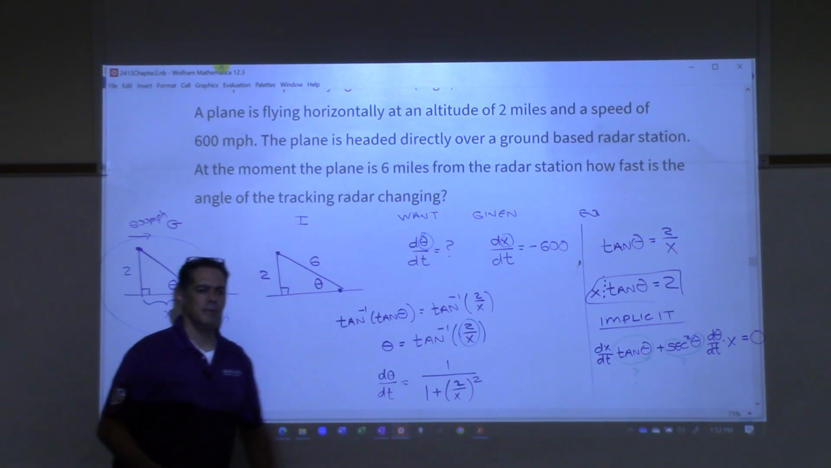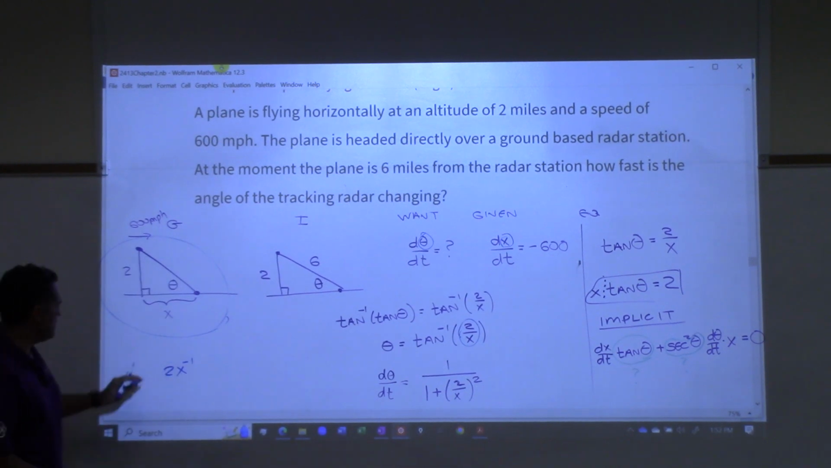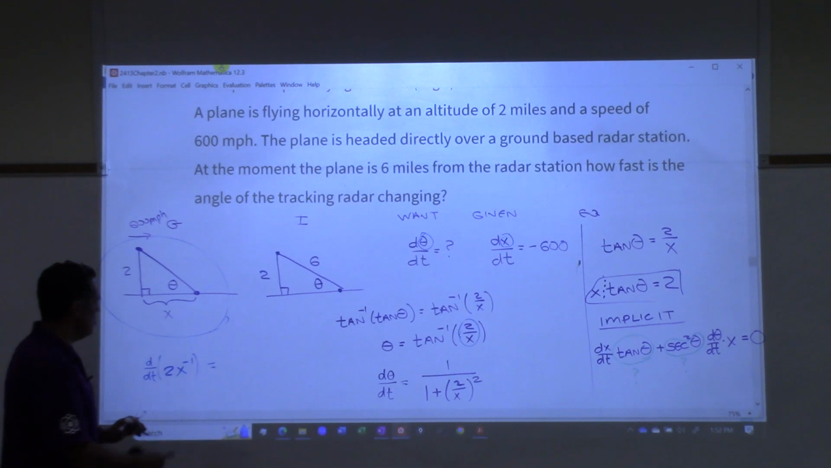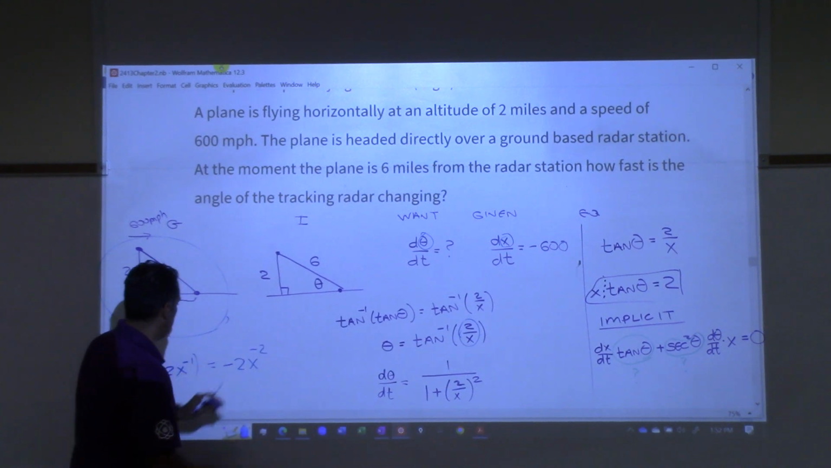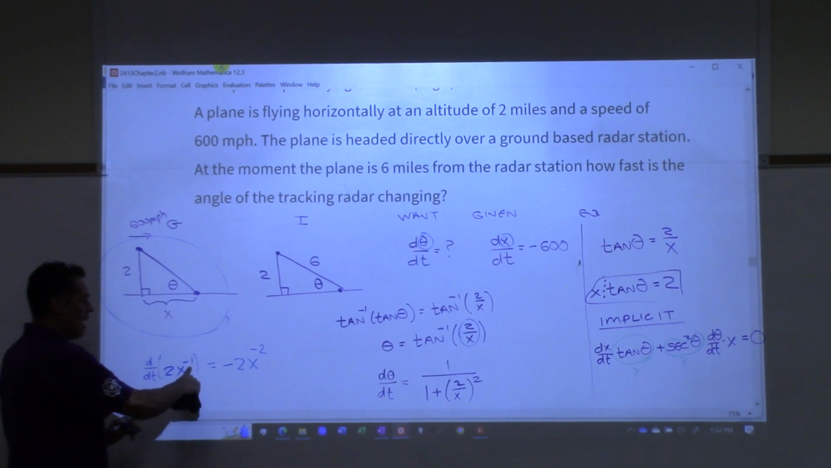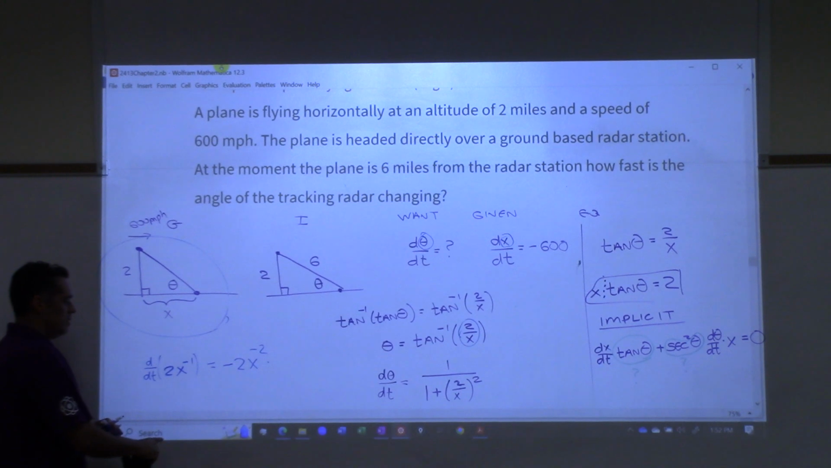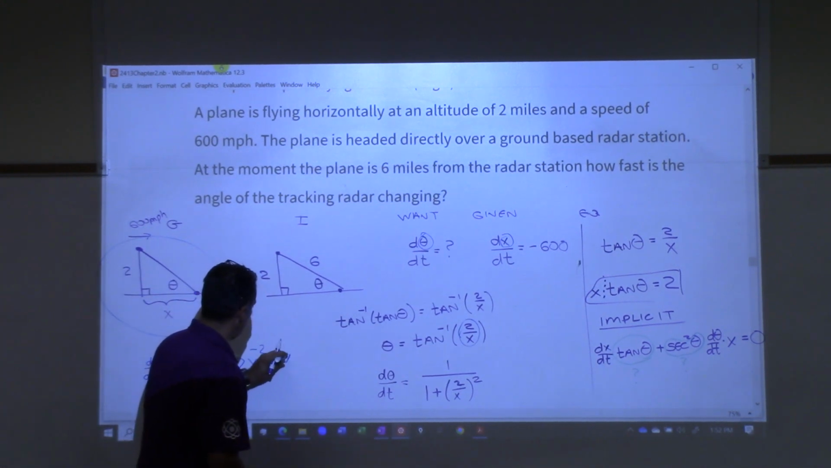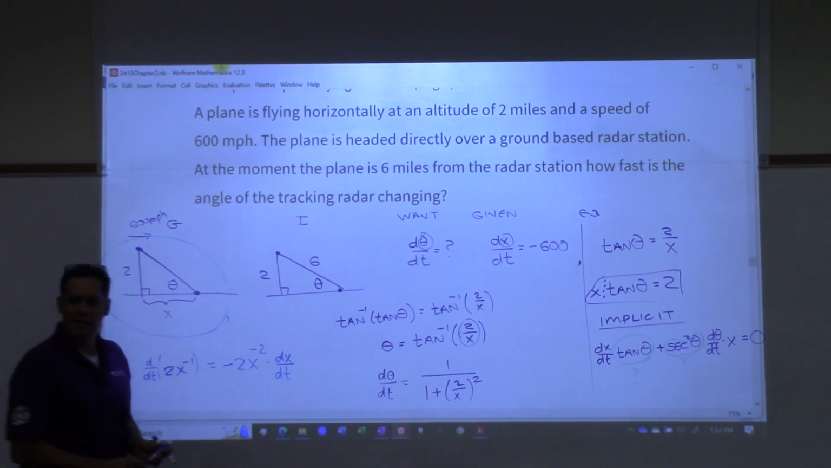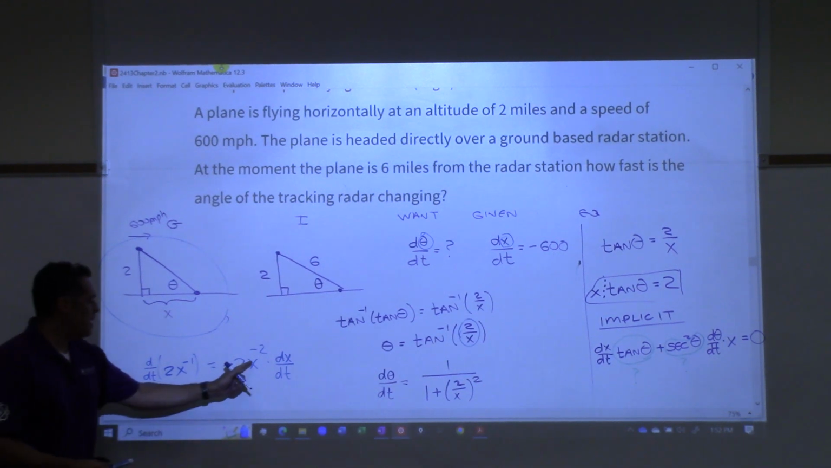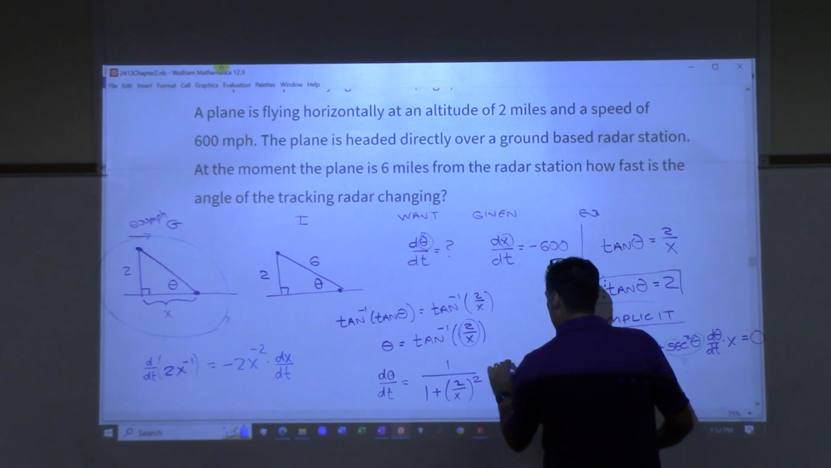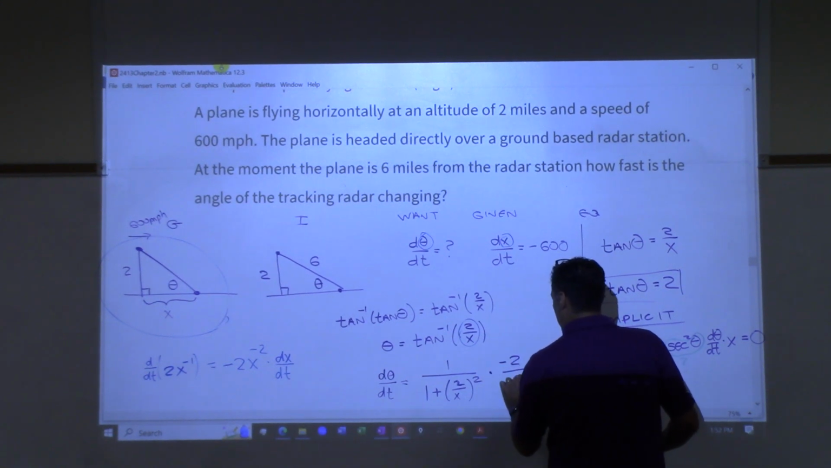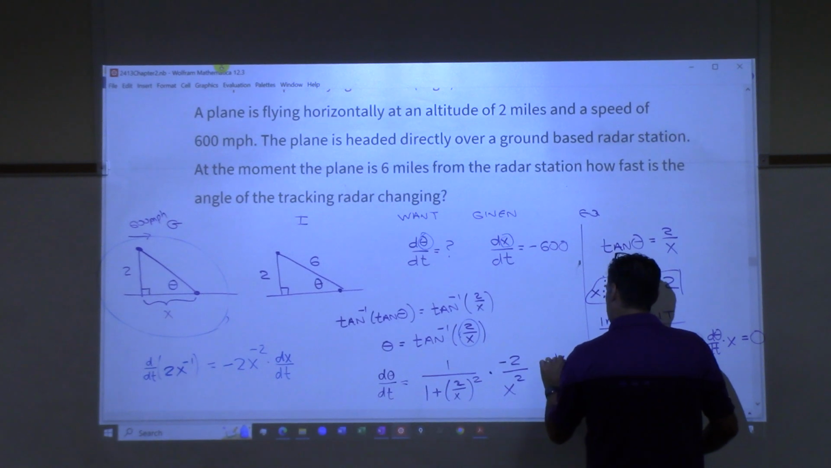Bring the x up. When you take the derivative of this with respect to t, you first do the power rule. Negative 1 comes out. Negative 2x to the negative 2. You subtract 1 from the power. And then times dx/dt. Yeah? And then I'm going to drop that x to the negative 2 back down. So this becomes times negative 2 over x squared times dx/dt.